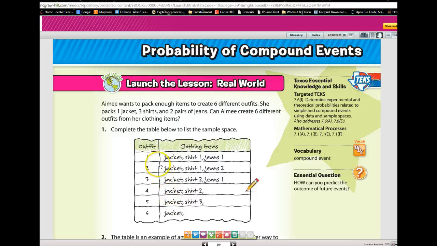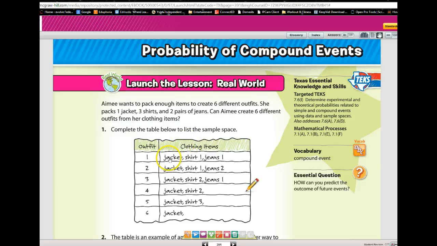Now she has 3 shirts to choose from. So we'll pretend she has her most favorite shirt, maybe her second favorite shirt, and then her least favorite shirt. And then she has 2 pairs of jeans: her best fitting jeans maybe, and her second best fitting jeans. So we want to know all the sample space. We want to know all the possible outcomes she can make, or in this case, possible outfits.